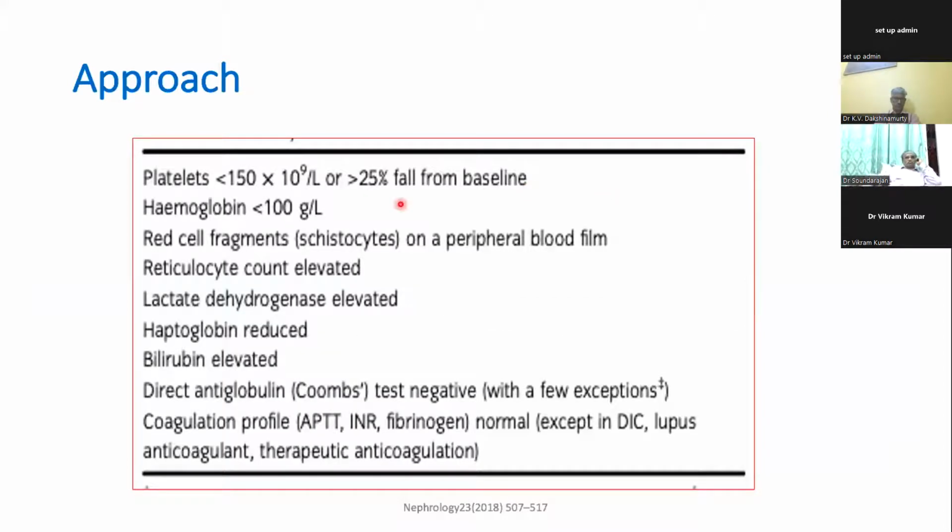MAHA is defined by a low platelet count, low hemoglobin, red cell fragments in the peripheral smear, elevated reticulocyte count, elevated LDH, low haptoglobin, elevated bilirubin, Coombs test negativity, and a normal coagulation profile. Coombs test can be positive in two conditions, that is, autoimmune diseases and conditions associated with Streptococcus pneumoniae.